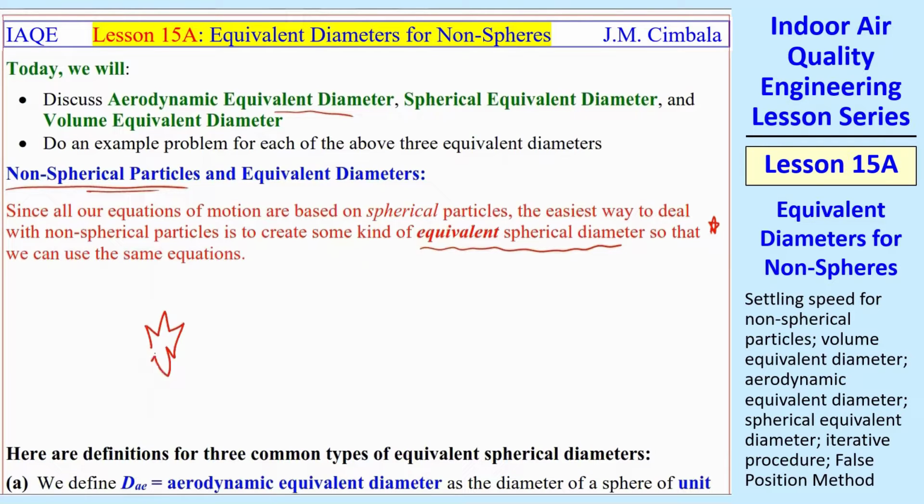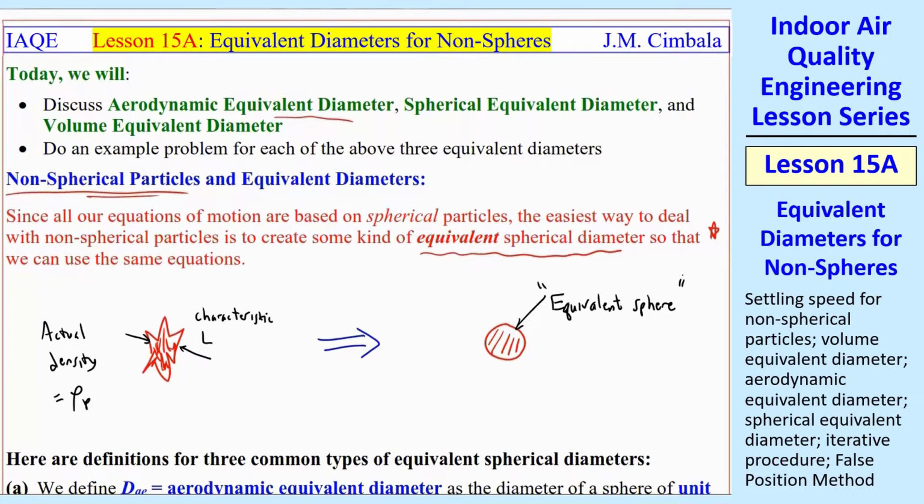So in similar fashion, suppose we have some particle that has some weird shape. It's not spherical. The actual density of the particle is rho p, and there's some characteristic length scale. You could use that as a simple equivalent diameter, but it's not going to work very well. What we want to do is transform this into a spherical particle. We'll call that an equivalent sphere, and it has some diameter dp equivalent.